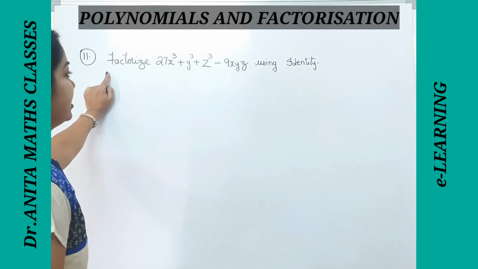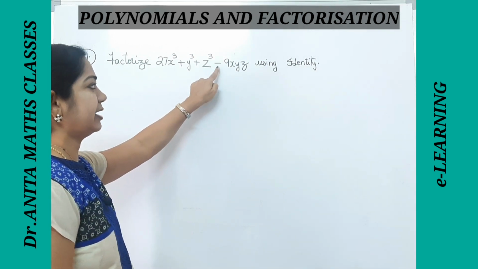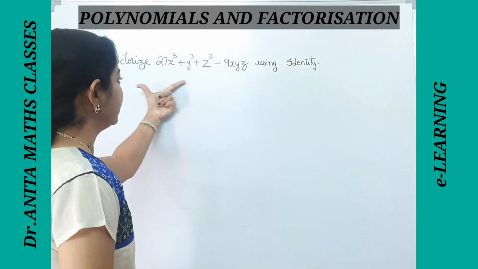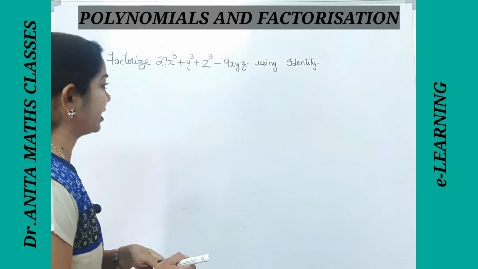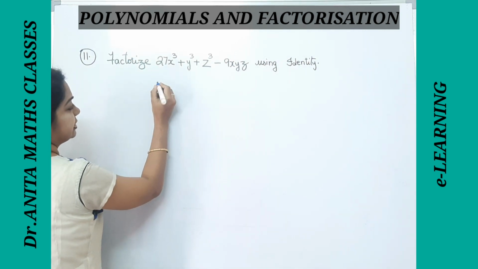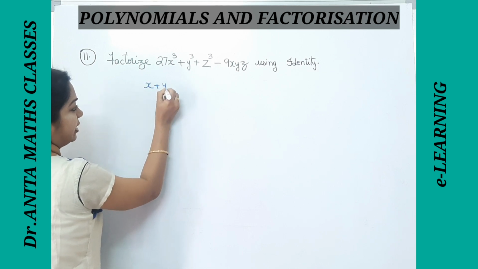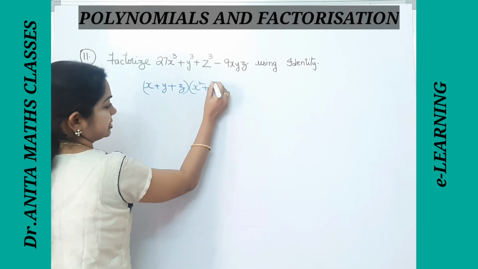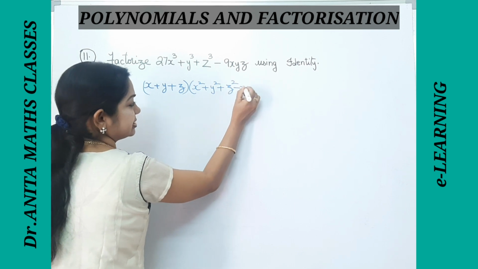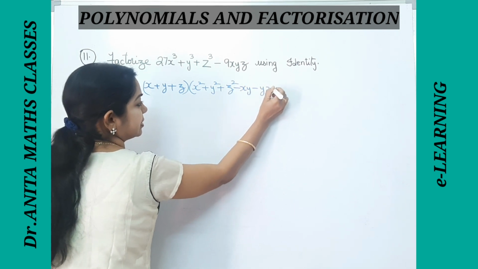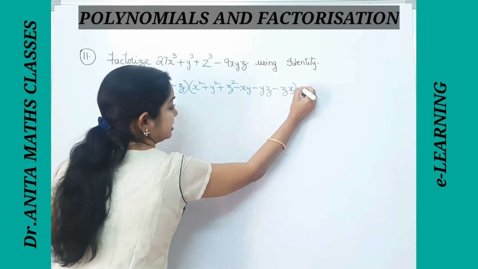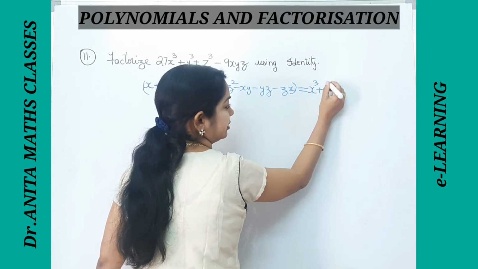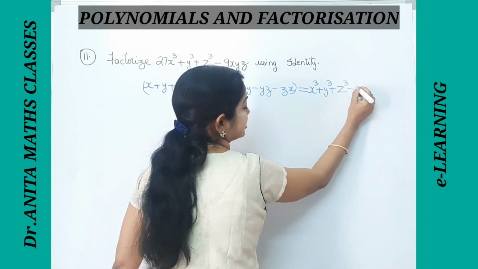The 11th one, factorize 27x cube y cube z cube minus 9xyz using the identity. Clearly, if you see, this is involving an identity, that is an algebraic identity. Let me write down that identity here. x plus y plus z multiplied by x square plus y square plus z square minus xy minus yz minus zx, okay, so this is equal to x cube plus y cube plus z cube minus 3xyz.